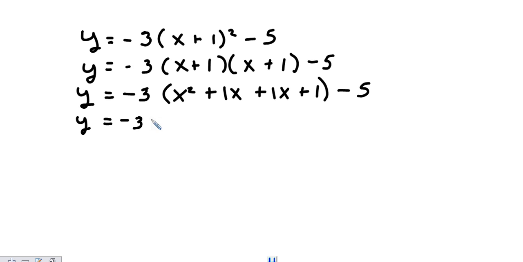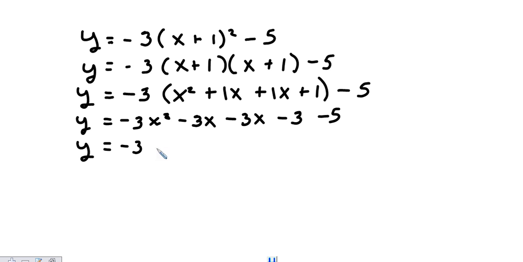So negative 3 times x squared is negative 3x squared. Negative 3 times 1x is minus 3x. Negative 3 times 1x is minus 3x. Negative 3 times 1 is minus 3, and then minus 5. So the only step that remains here is to combine our like terms. And when we combine our like terms, we have minus 3x squared, and minus 3x and minus 3x are like terms. So we add them together, we get minus 6x.